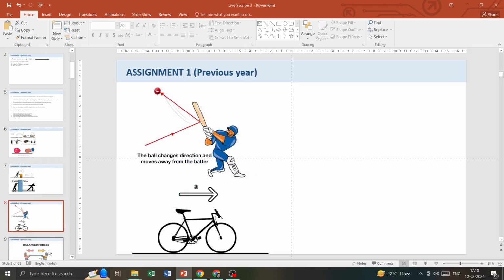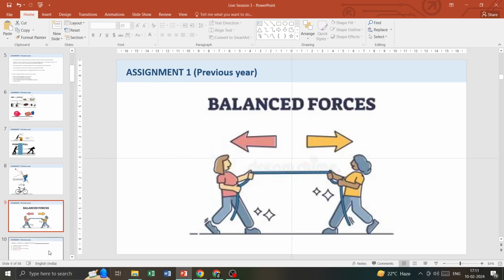Then in this example of a cricketer, a batsman, a ball is coming in one direction, he hits the ball with his bat and it changes direction. So the ball changes direction and moves away from the batter.